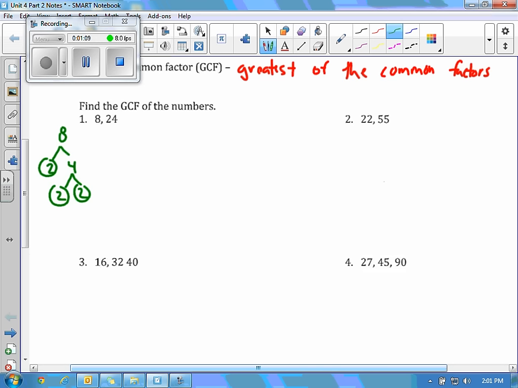For 24, that's going to split into 8 and 3. 3 is a prime number, so we circle it. 8 breaks into 4 and 2. 2 is prime, so we circle it. 4 breaks into 2 and 2, so we circle those.